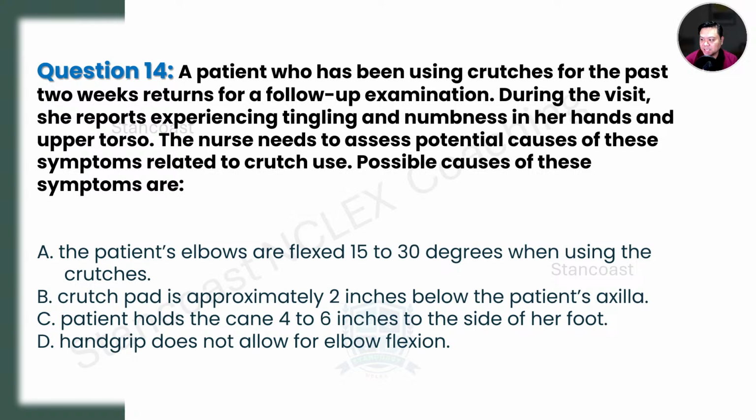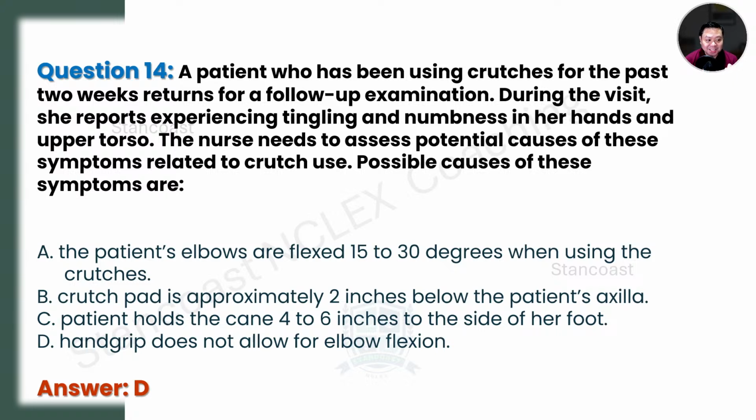We are being asked here for possible causes of these symptoms. It's a multiple choice, not a select all that apply. The correct answer here is letter D. Hand grip does not allow for elbow flexion, because if the patient is not maintaining that 30-degree angle, this will increase the pressure on the nerves of the arms and also the hands. That's why the patient's feeling all these weird sensations, the numbness and tingling. This should not happen. That's why it's very important to maintain that 30-degree elbow flexion.